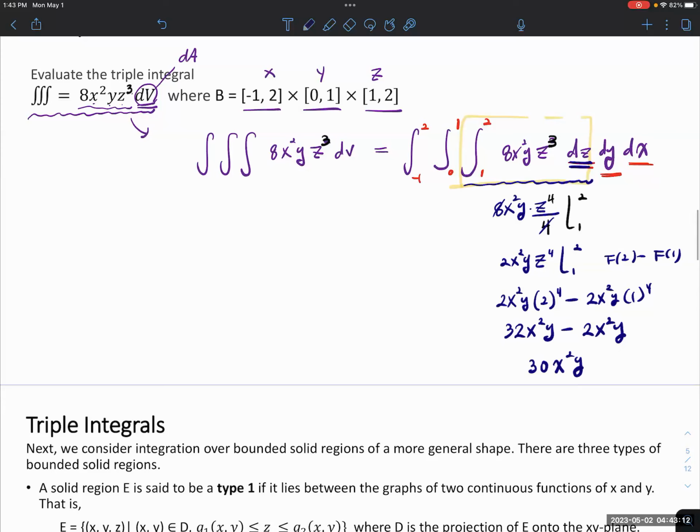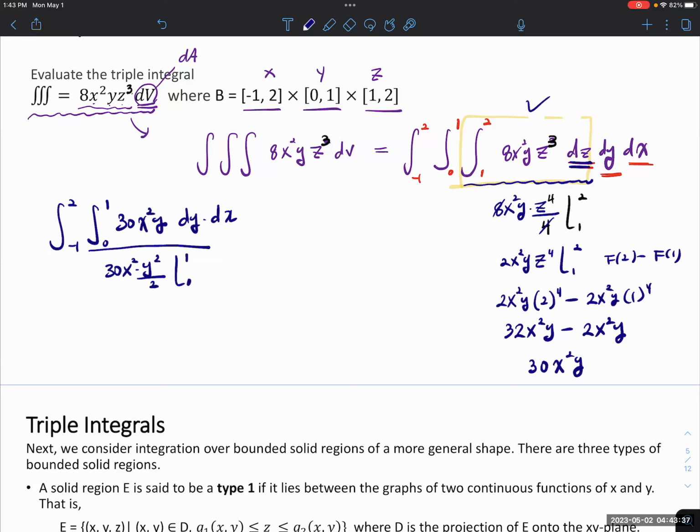So now I'm going to bring that expression here. We still have the limits negative 1 to 2 and 0 to 1, with 30x to the second y. So we are done with this part. Now dy, dx. We're going to do this part. Now you're taking the integral with respect to the y variable. Same thing: 30x to the second is a constant, and y squared over 2 from 0 to 1. So cancel, and we get 15x to the second, y to the second, from 0 to 1. So you have 1 minus 0. So 15, you plug in 1 into y, giving 15x to the second.